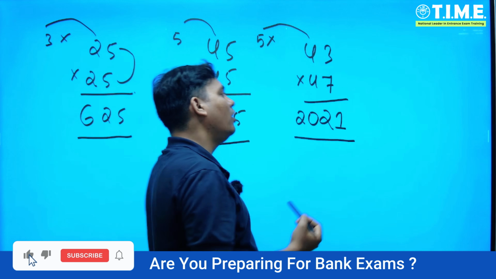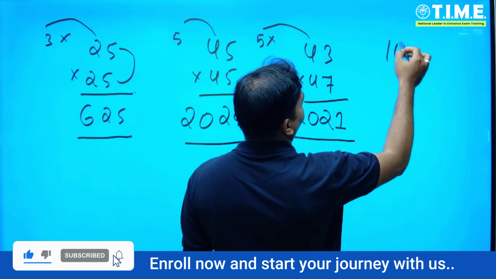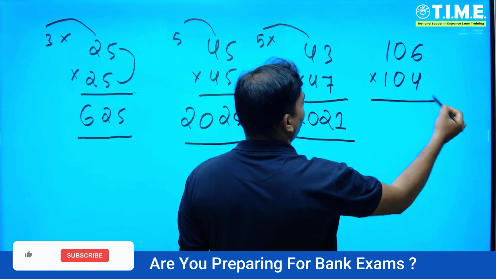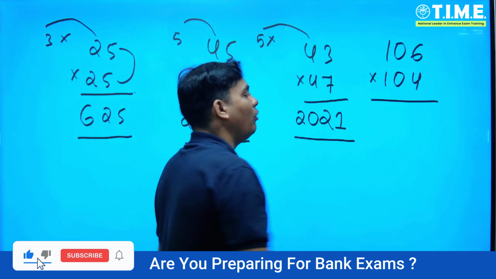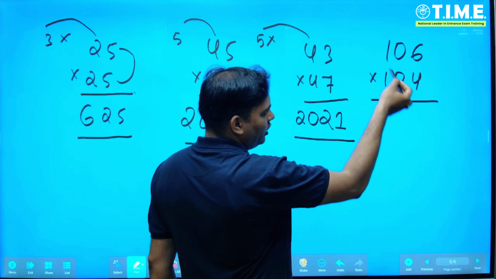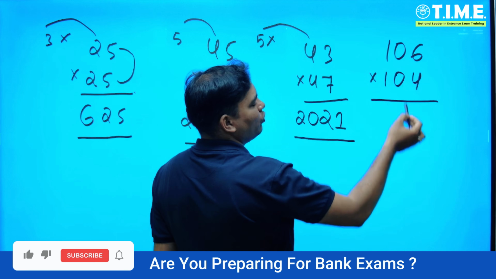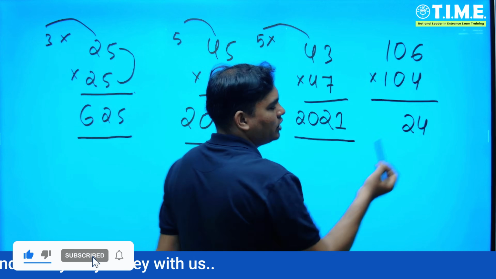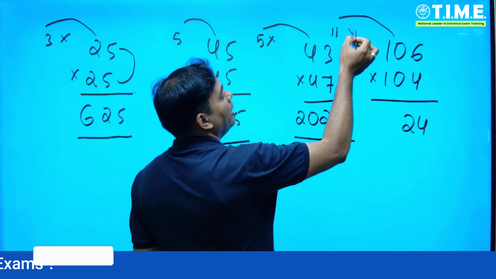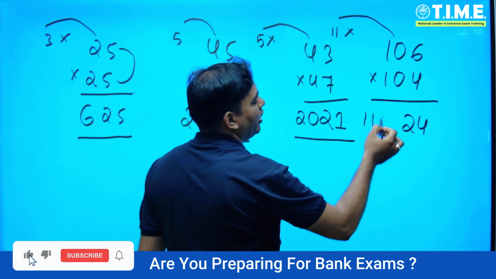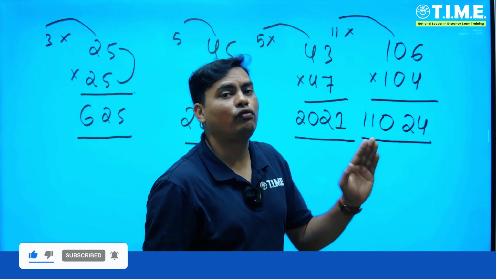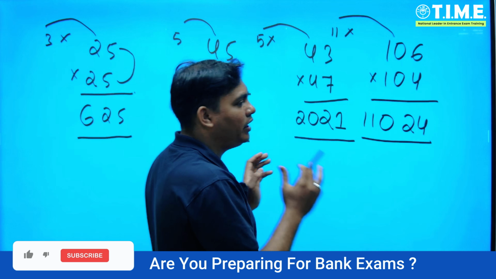Got it? Now, sir, can I apply the rule for 106 into 104? Can I apply the same rule here? Obviously, yes. What is 6 plus 4? 10. Yes. Here, if you observe, both the other numbers are same. Now, 6 fours are how much? 24. 6 fours are 24. 10 into the next term, 10 into 11. 10 11s are how much? 110. So my answer will be 11024 here. Now, I think everyone understood the concept here.